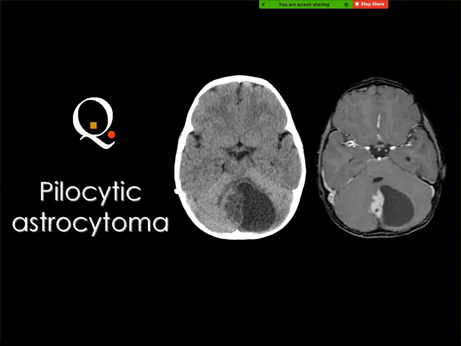Hemangioblastoma or pilocytic? No, you should not mention hemangioblastoma unless you have a definite clue for this. But if you see a cyst with an enhancing mural nodule in the posterior fossa, then you consider pilocytic astrocytoma until proved otherwise.